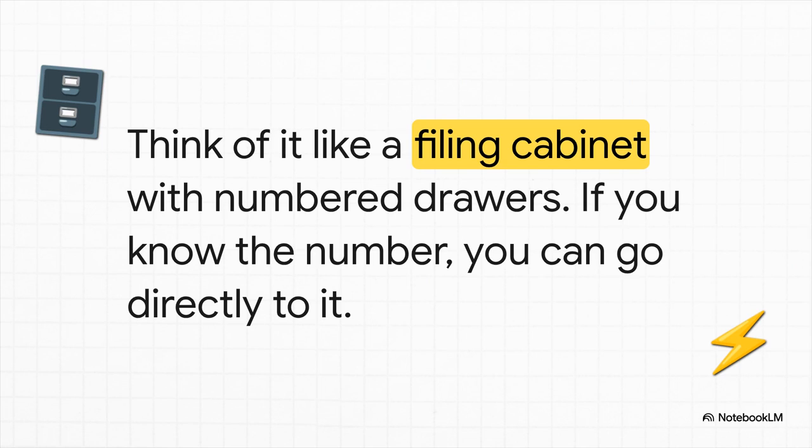And this is a great way to think about it. It's just like a filing cabinet with numbered drawers. Since every drawer has a number, we call that the index, the computer can do a super simple calculation to jump directly to any item it needs. That right there is an array's superpower, incredibly fast access.